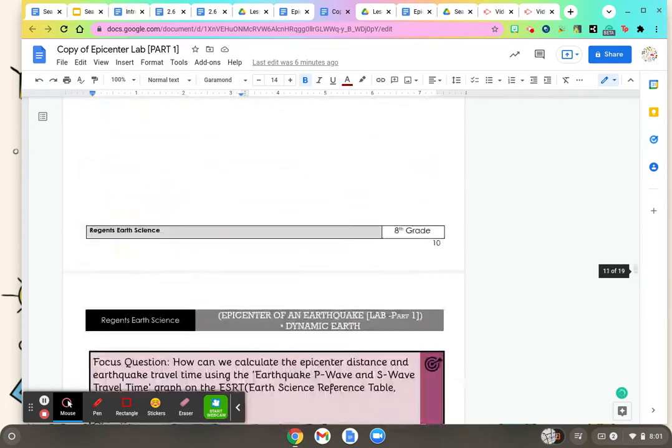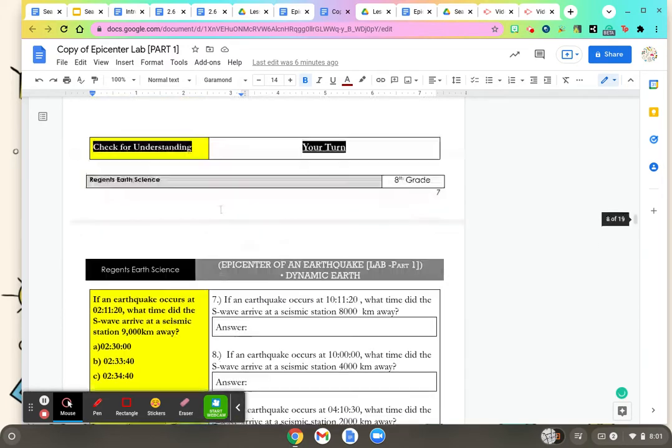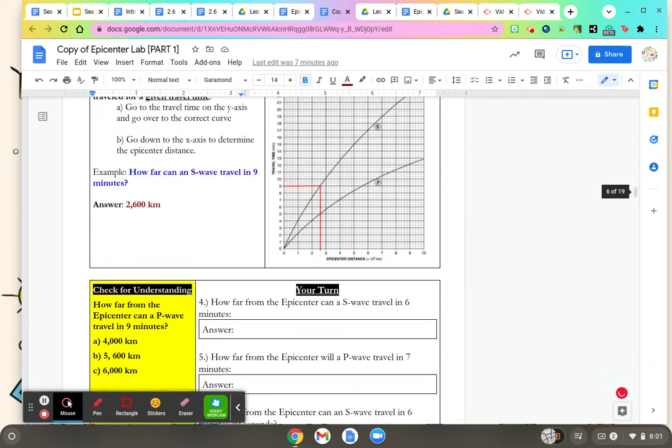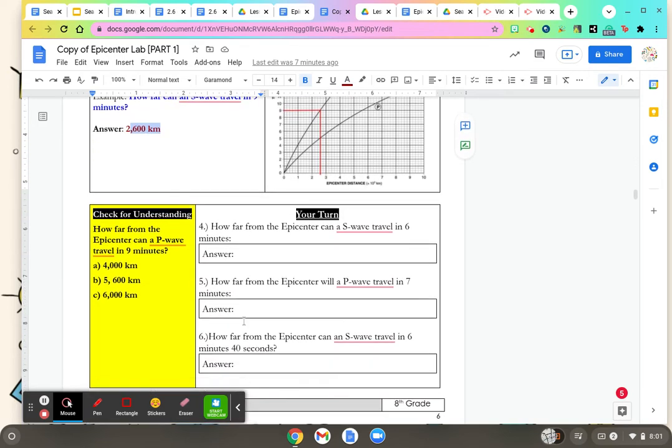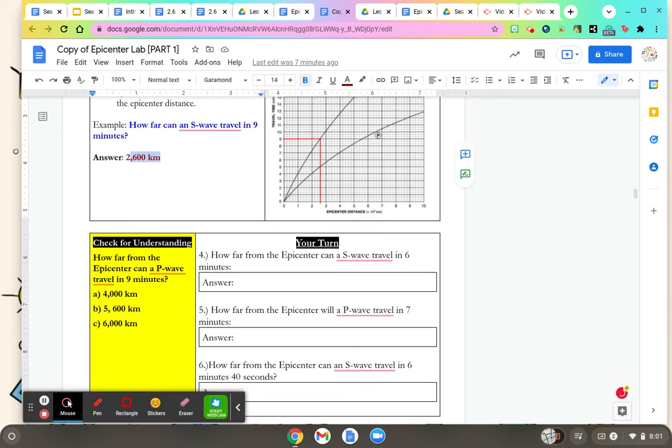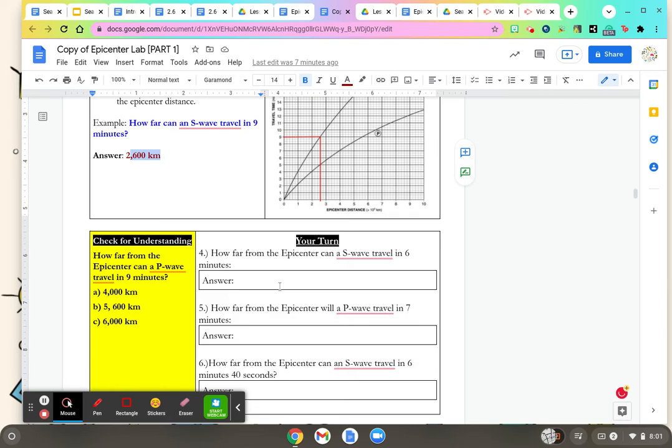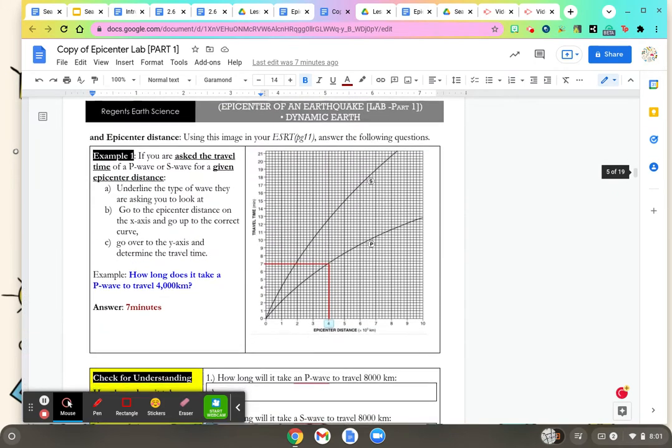So I recommend you read how to complete each question. Each walkthrough has an example. I would do the example first and then see if you get the actual correct answer. If you do, then I would move on and complete the rest of the questions. So let's do the first one.